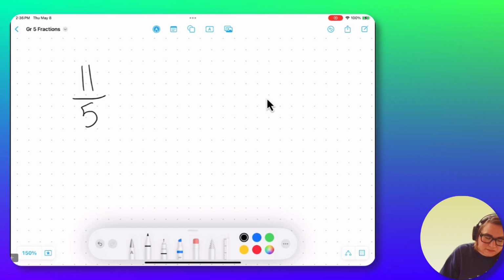We want them to say that this is improper because the numerator is greater than the denominator. So how do we convert this into a mixed number? Well, we want to figure out how many are in the whole. And our denominator gives us that clue, right? There's 5 in the whole.